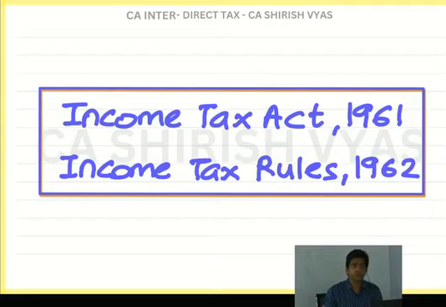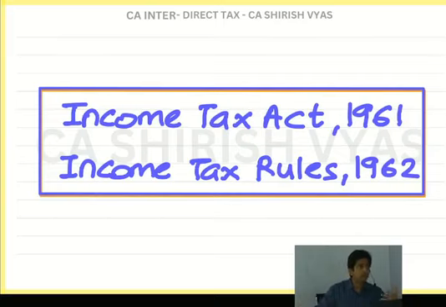1961 is a year when law was made. That means before that people didn't used to pay income tax. They used to pay. But there was a different law. Income Tax Act 1922. 1922. That law was abolished. And a new law came 1961.